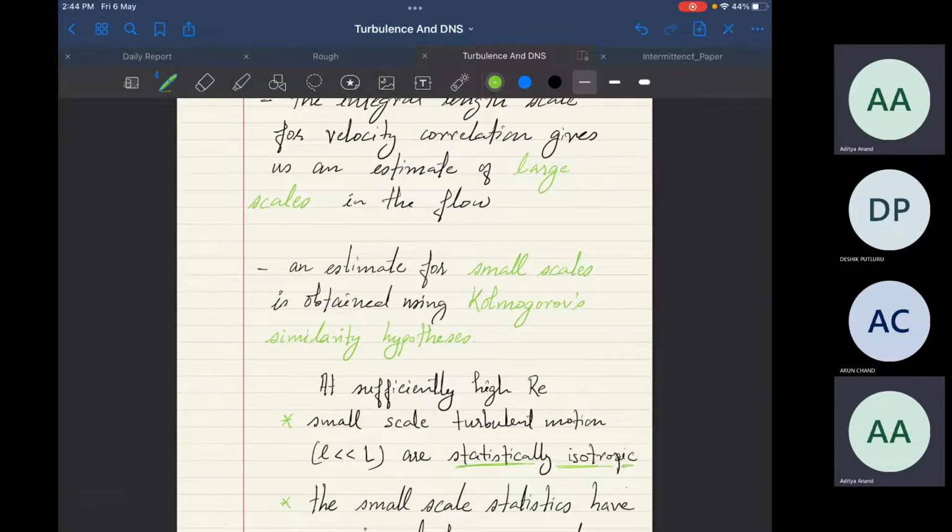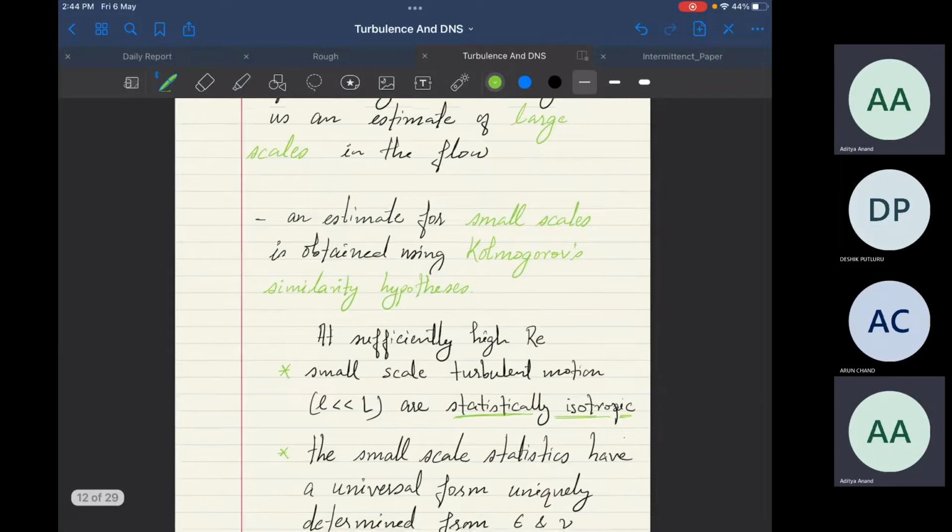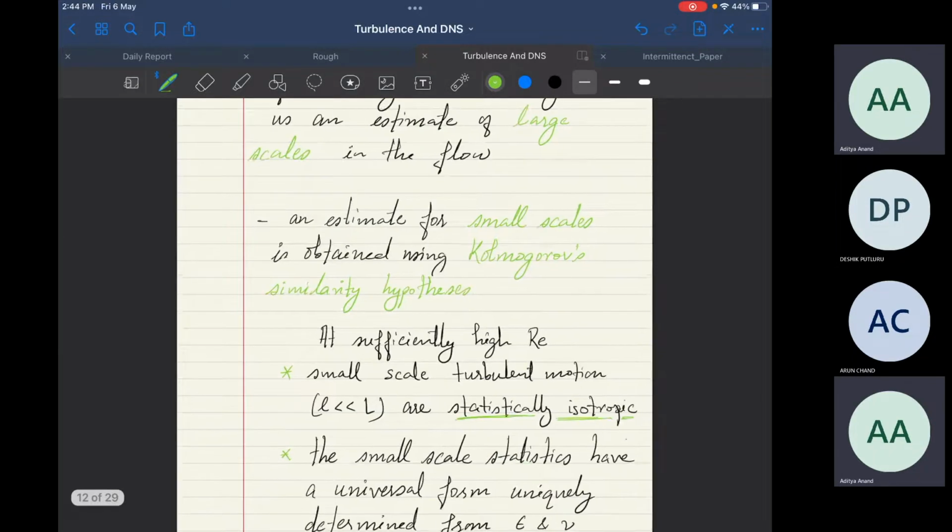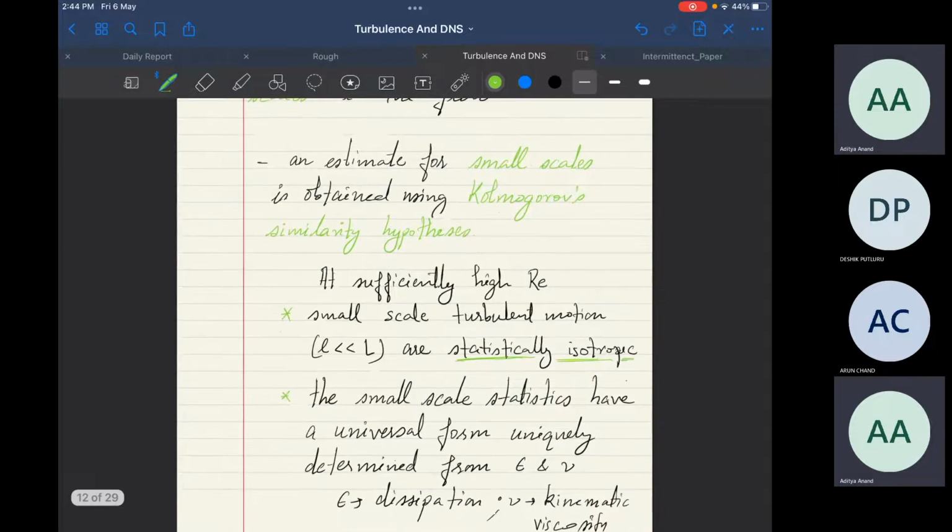Now for small scales, we can get an estimate by using Kolmogorov's similarity hypothesis. If you are not familiar with the research in turbulence, you might not have come across this. So I'll go slow from now on, and you can stop me anywhere if you have any doubt. The small scales can be estimated using Kolmogorov's similarity hypothesis.